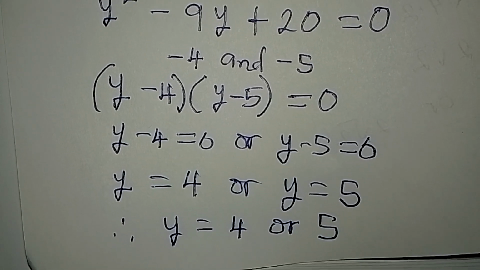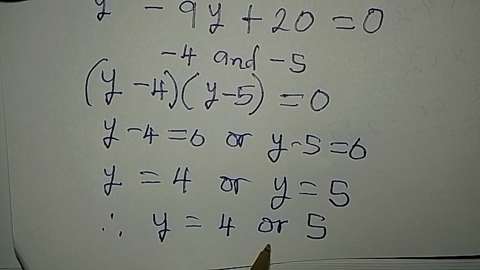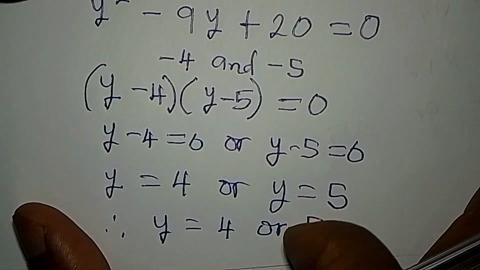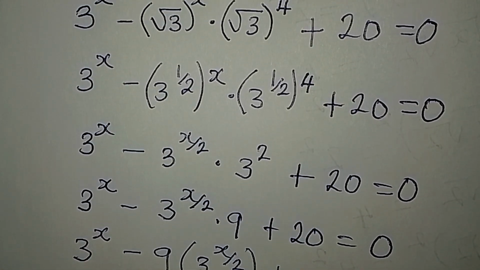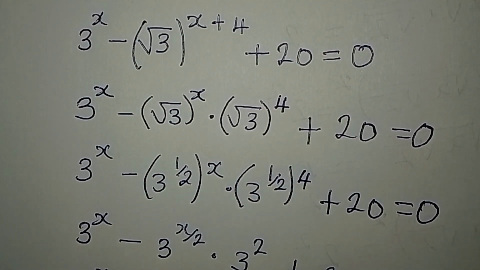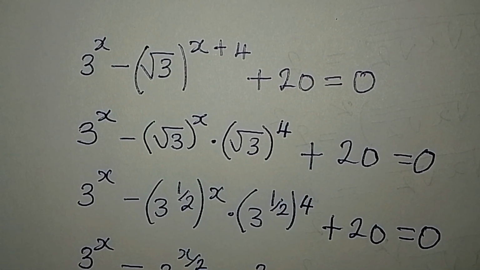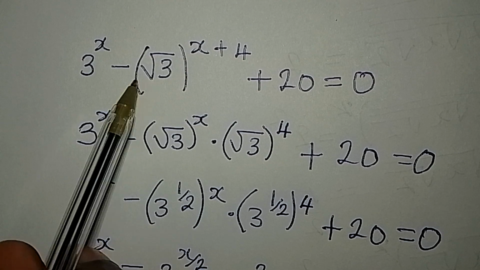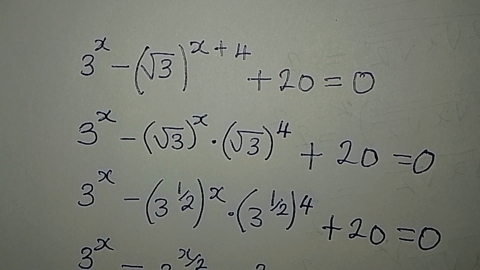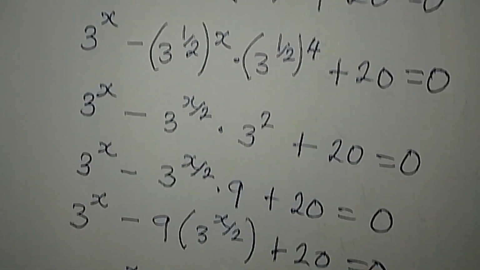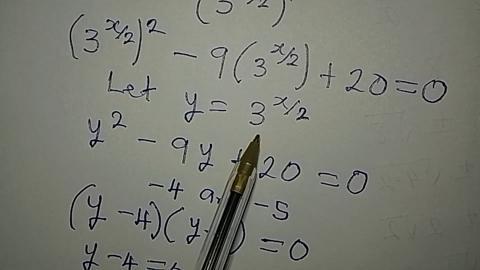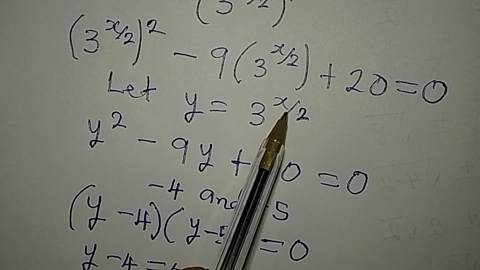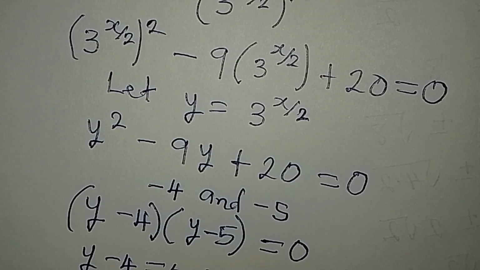But remember, we are not looking for y because we do not have y in the equation. Let's take a look. Okay, what is the equation? So that is the equation over there. There's no y in the equation. Rather, we are looking for x. But then there's a point where we say, let y be equal to 3 to the power of x over 2. So we are going to start from there very quickly.